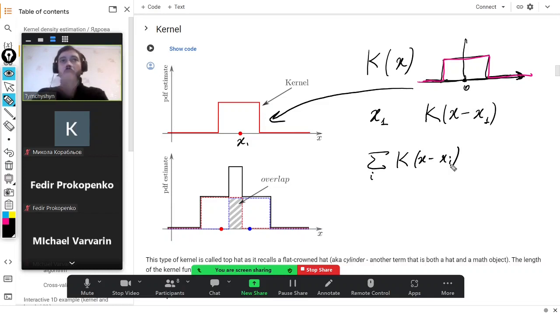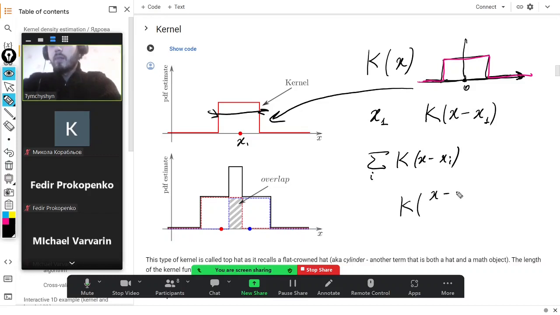There is one more parameter that we might want to tune with all these kernels, and I will show you that it has some sort of meaning. That's the width of the kernel. So in some sense, I want to make this kernel, let's say, bigger or smaller. And that is performed by taking kernel from x minus, let's say, x1 divided by some parameter h. And this h is the parameter that is responsible for the width of the kernel.